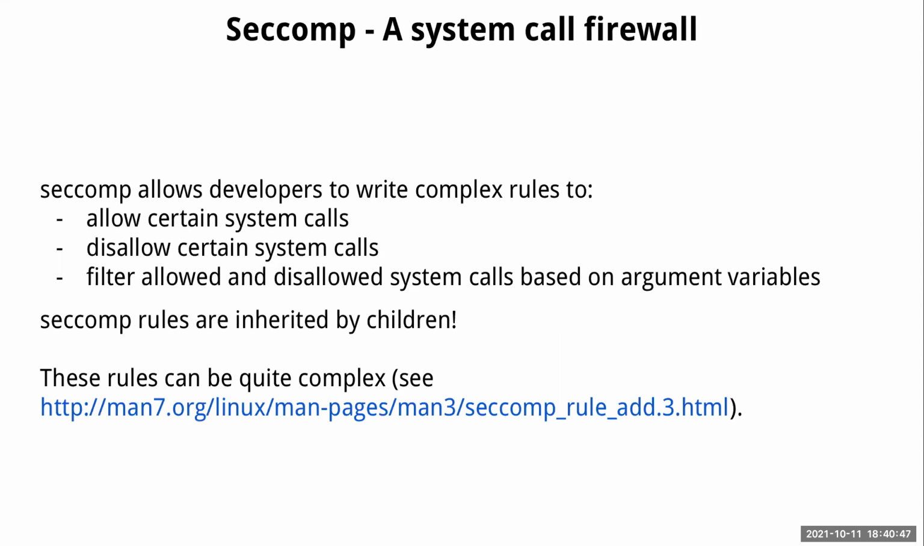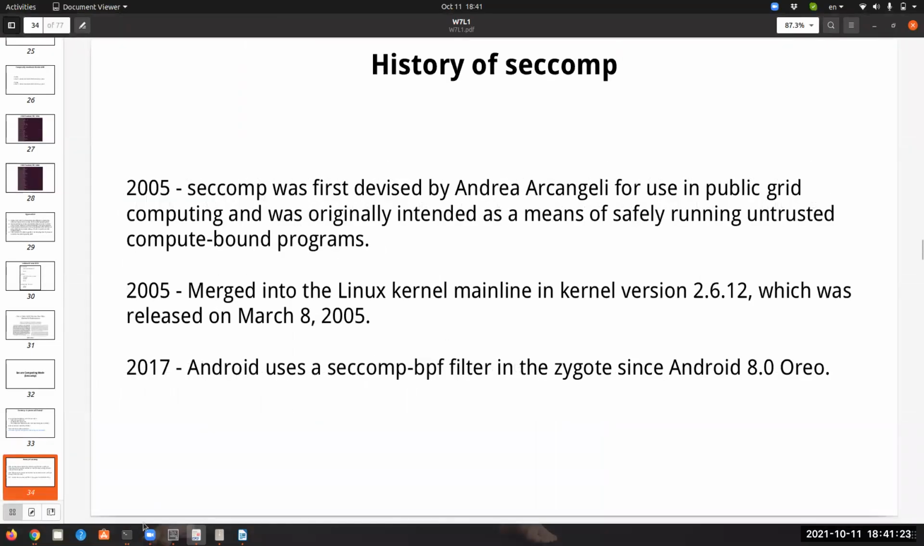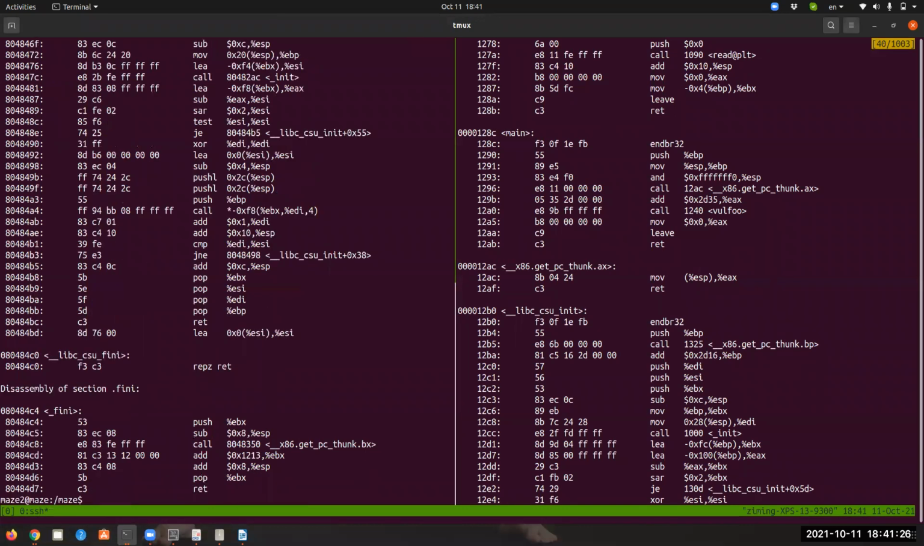The syntax of this tool can allow certain system calls, disable system calls, and also filter allowed or disallowed system calls based on arguments. Those rules are inherited by children. Some history: the first design was in 2005, and very quickly it was merged into the Linux kernel. Android has also had this feature since 2017. Let's take a look at a simple example here.